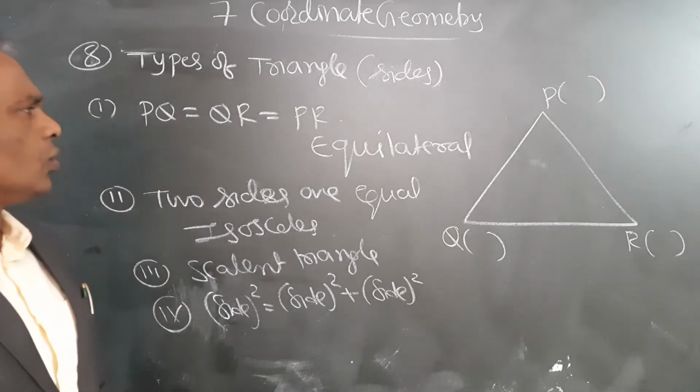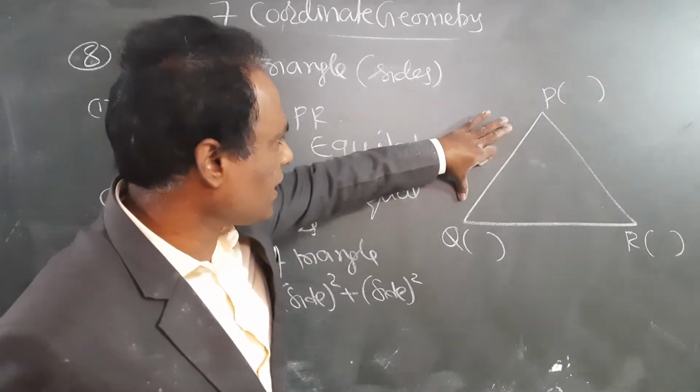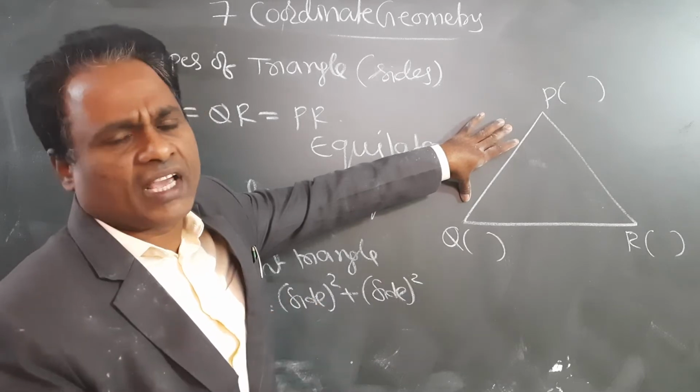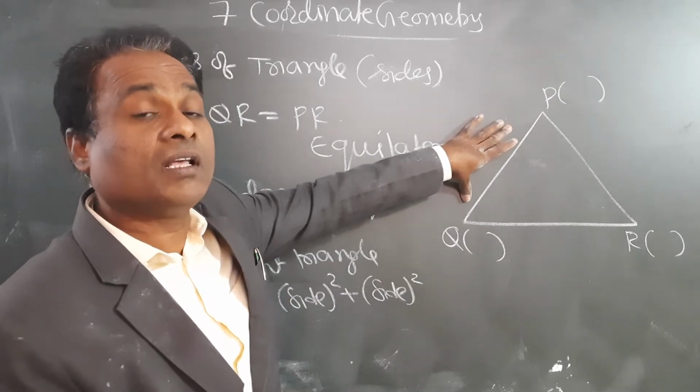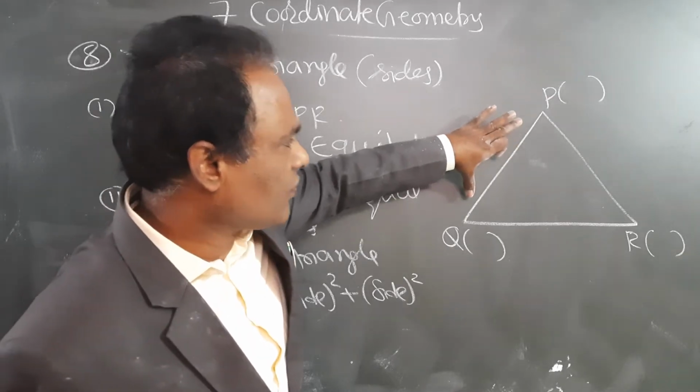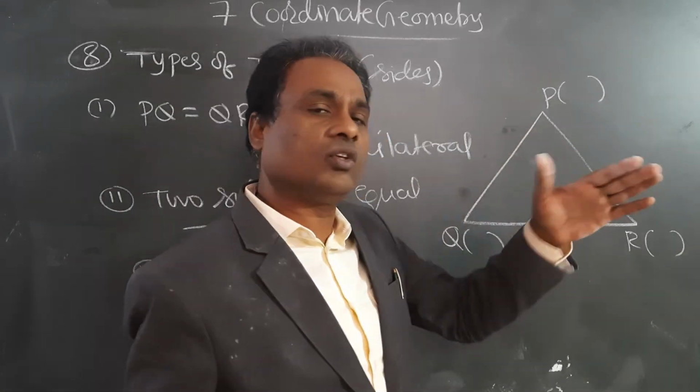So for all sides, you can find the distances. I will explain how to find the distances. Already I derived the formula, but how to apply it, let us solve in the exercise. We find this length, this length, this length using the distance formula.